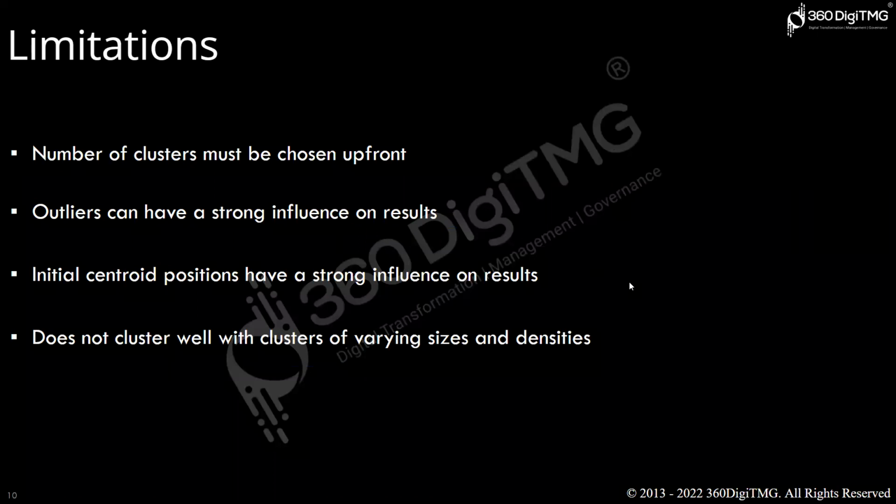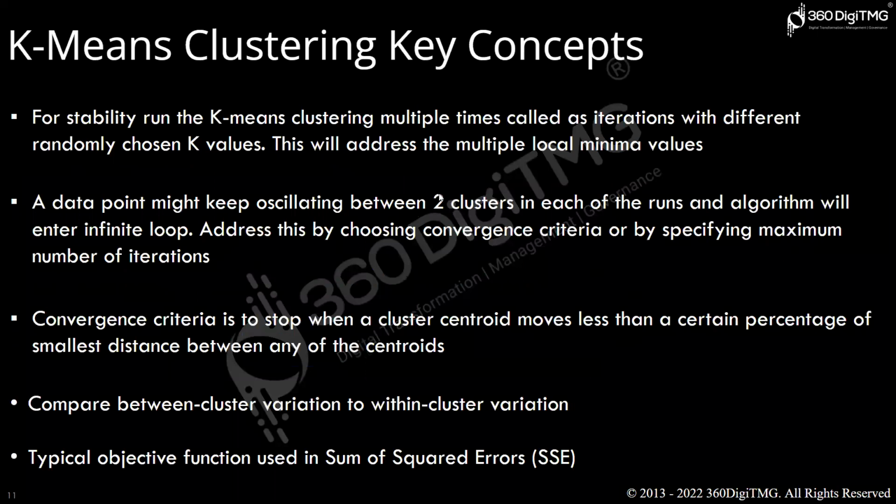So moving on, what are the key concepts of K-means clustering? For stability, K-means clustering is run multiple times as iterations, with different randomly chosen K values. This will address the multiple local minimum values.